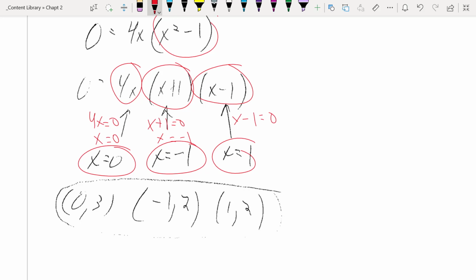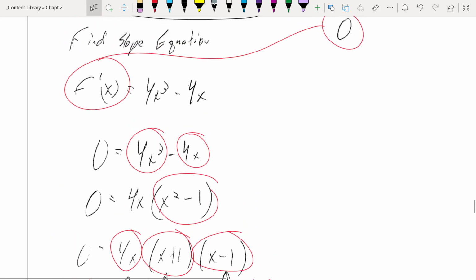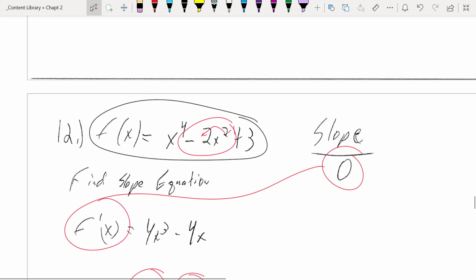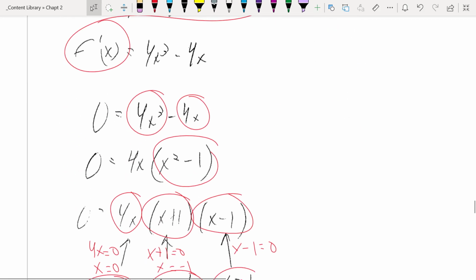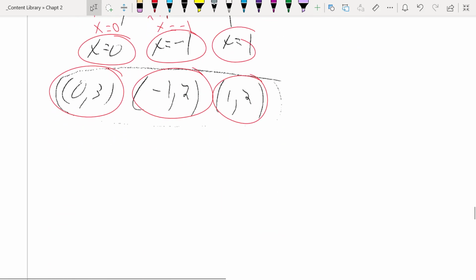So now I've got to find the y values of those. To find the y values, you're just going to take these x values and substitute them back into the original equation. So I take that 0, come up to my original equation, and substitute in 0 to find the y value that correlates to it. If x equals 0, I've got 0 to the 4th minus 2 times 0 squared plus 3, so that comes out to be 3. So that point correlating to 0 would be 0 and 3.